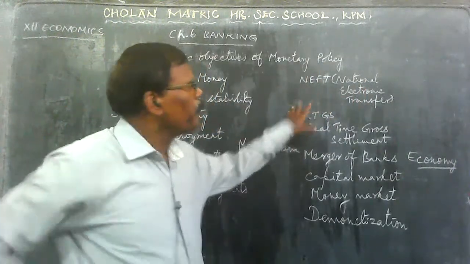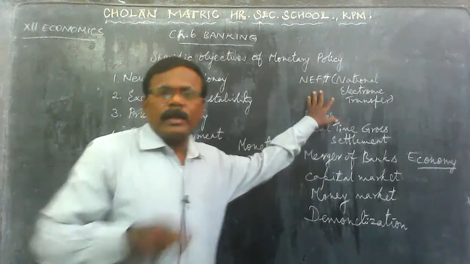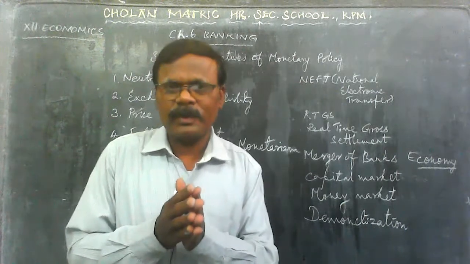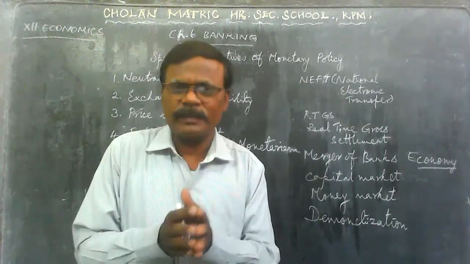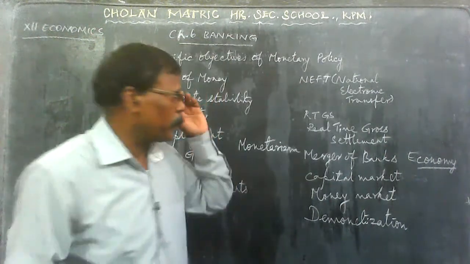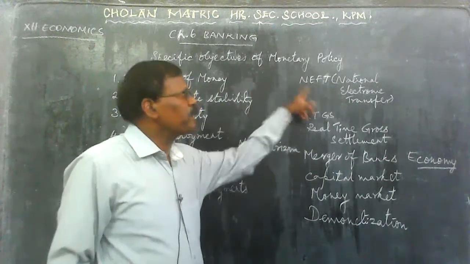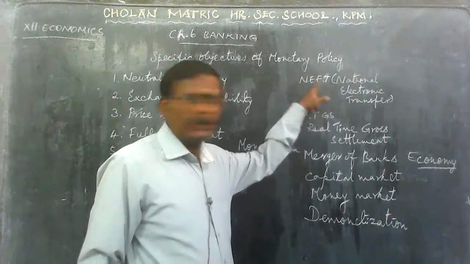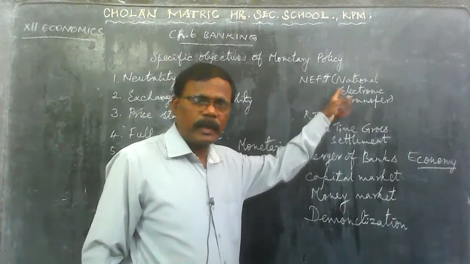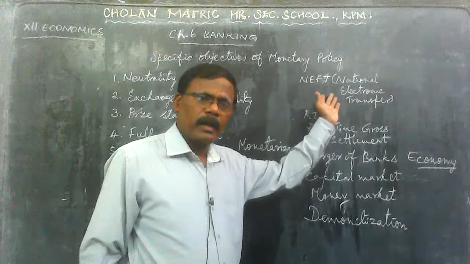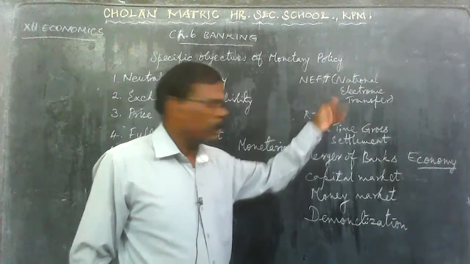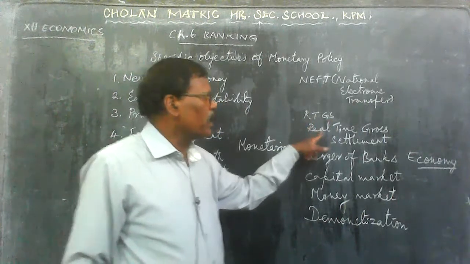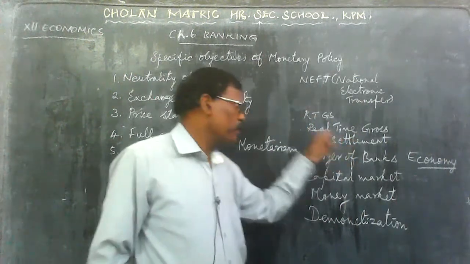Next, there are advancements that have taken place in the banking sector. What are the advancements that have taken place in the banking sector? NEFT, National Electronic Fund Transfer. This is also one of the advancements in the banking sector. And next is RTGS, real-time gross settlement.